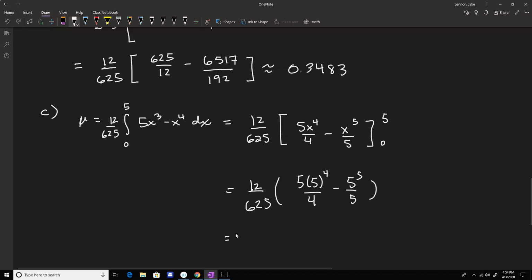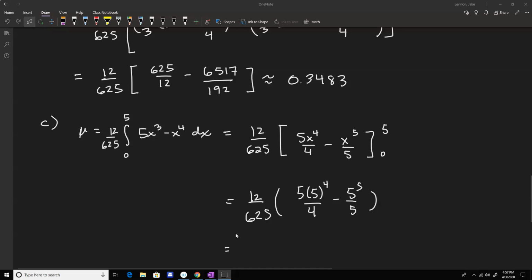So I think you should just get that 5 to the 5th over 20. So that becomes just 12 over 625 times 5 to the 5th over 20. And if you plug that into the calculator, let me just check that. So we get 12 times 5 to the 5th over this 625 and the 20. That comes out to exactly 3. So the mean of this PDF is 3. So that should be your answer for part C.